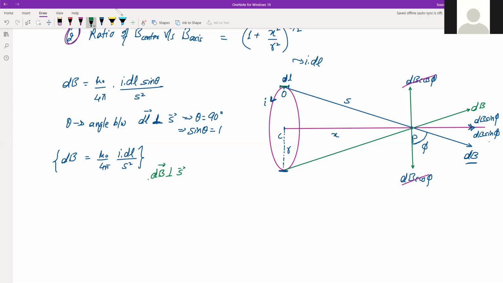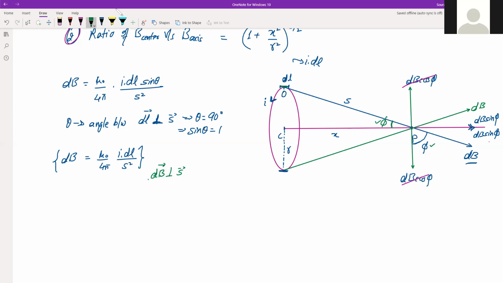Right? That is this angle, and this phi and this phi are same. So dB can be resolved into two rectangular components, which we have already done, that is dB cos phi and dB sin phi. We have seen that the cos phi component gets cancelled, which is the vertical component, and there is only a component along the axis of the ring or the coil.